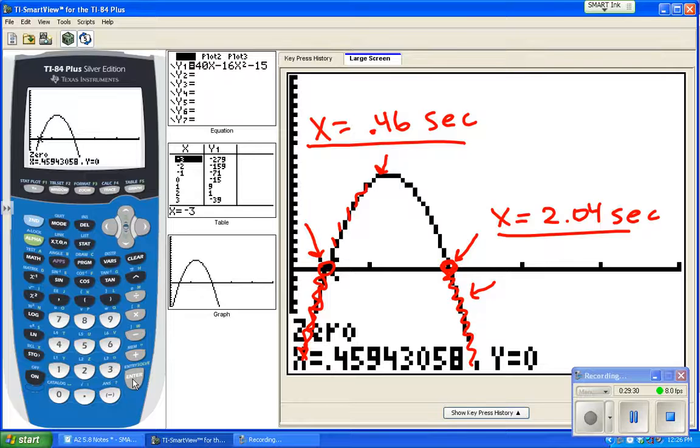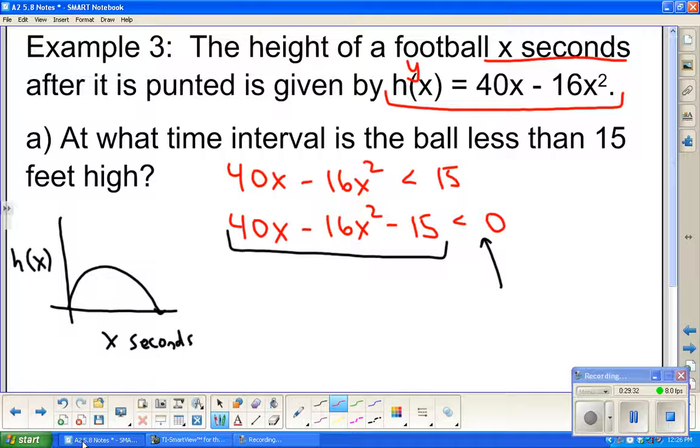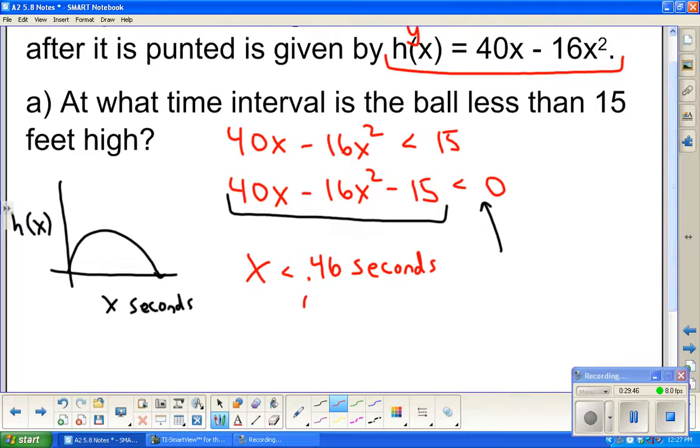So I would write that as two separate inequalities. I would say x is less than 0.46 seconds. That's the first little piece, like as soon as you kick it, when it's less than 15 feet. And then there's another time if x is greater than 2.04 seconds, so after 2.04 seconds. And you could write it just like that. There's no way to write these as one compound thing. It's got to be two separate statements.